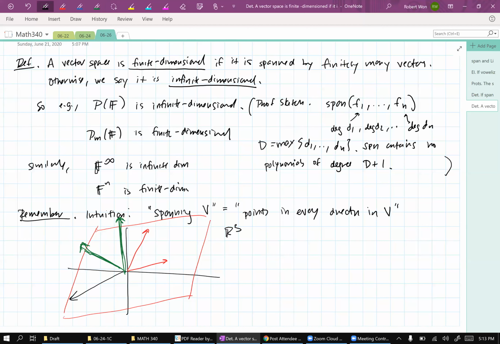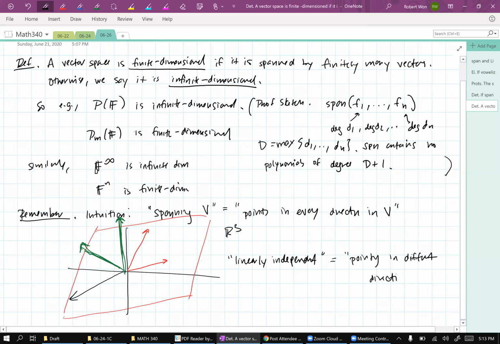Okay, so that's the intuition for spanning V. But now you maybe also remember some notion of linear independence. The notion of linearly independent somehow means pointing in different directions. Right, so the intuition for a linearly independent set, which we'll define in 1 second, should be vectors that point in different enough directions.